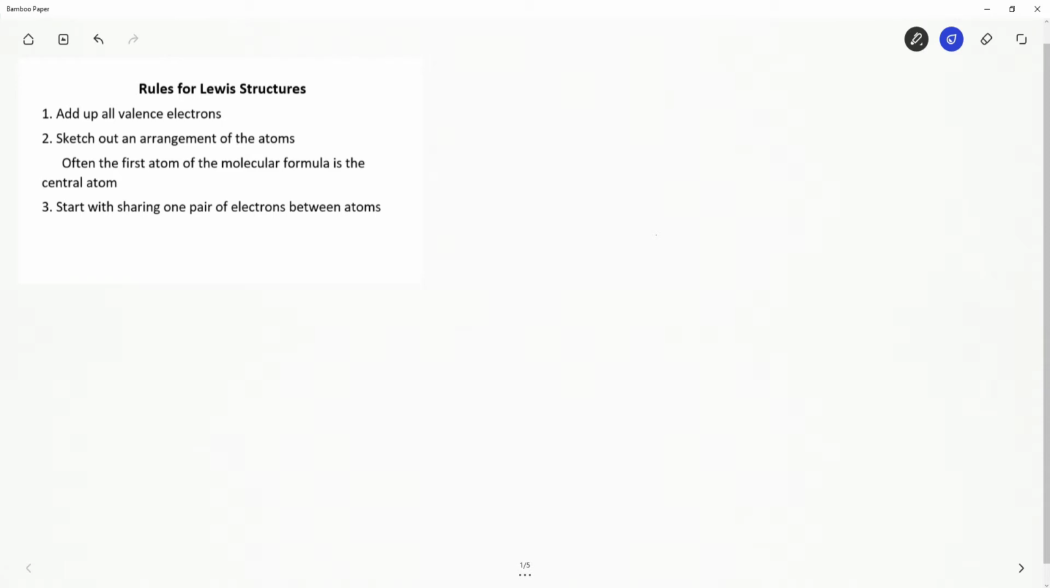Okay, are y'all ready for your first molecule? Let's start with ammonia. This is the molecular formula for ammonia. So again, the first thing we're going to do is add up all the valence electrons. Nitrogen gives us 5 valence electrons. We have 3 hydrogens. They each give us 1 valence electron. So I have 3 ones there. So in total, I have 8 valence electrons.